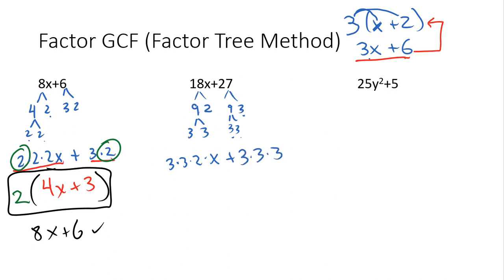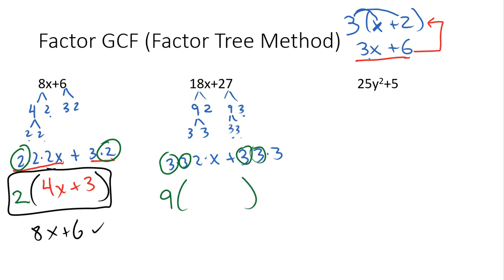Now, if we look carefully here and look for things in common, I actually see that they both have not just one 3 in common, but actually two 3s in common on this one. So you could put a 3 times 3 on the outside, but we know 3 times 3 is just 9, so that means the biggest number that goes into both of these is 9. So the 9 is what I'm taking out of here.